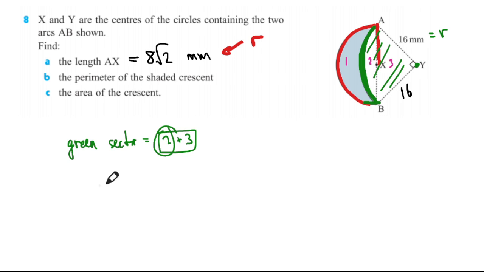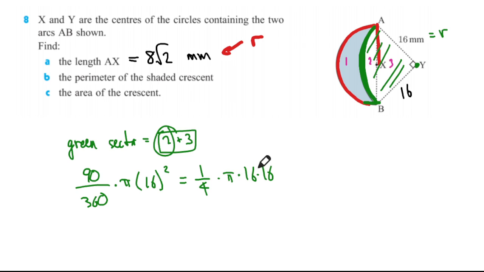The green one has the central angle of 90, so 90 over 360 times pi times 16 squared. I'm just going to leave it here for now. I guess that's 1/4. Actually, this is not too bad to simplify. 1/4 times pi times 16 times 16. This is 4. So I have 4 times 16 is 64, so 64 pi. This is the combined area of region 2 and region 3.